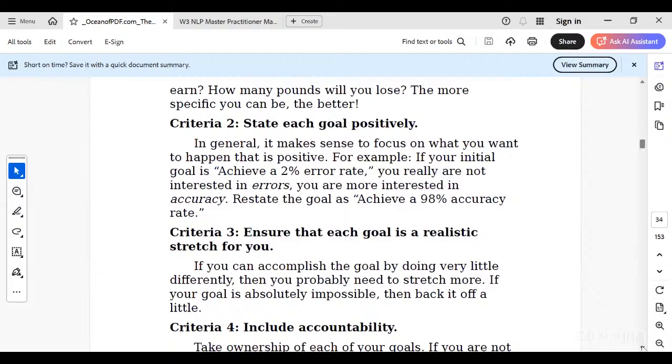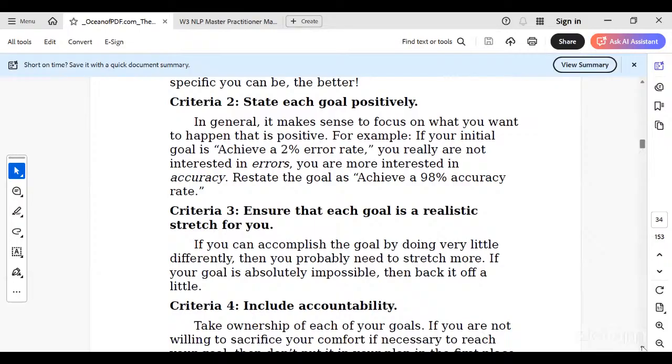Why positive? Because that's how you have to train your mind to look positive. Otherwise your focus is somewhere else, which is not so positive. So that's how we are shifting the focus to make it positive.